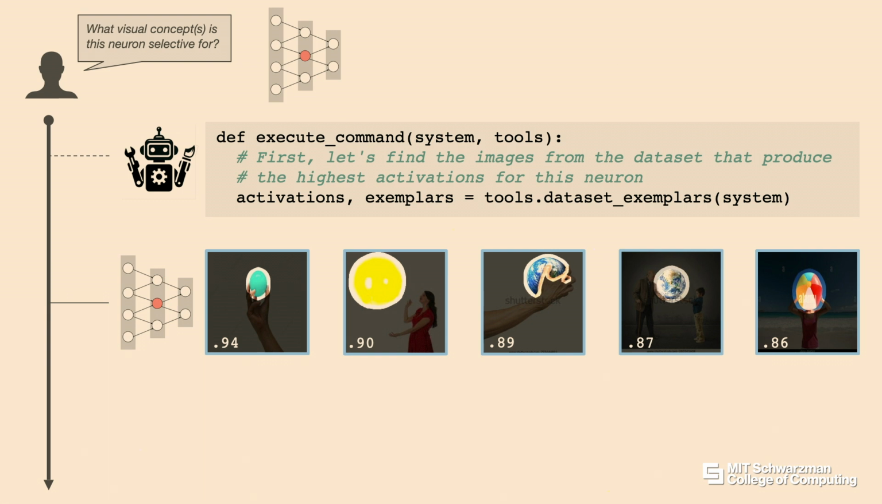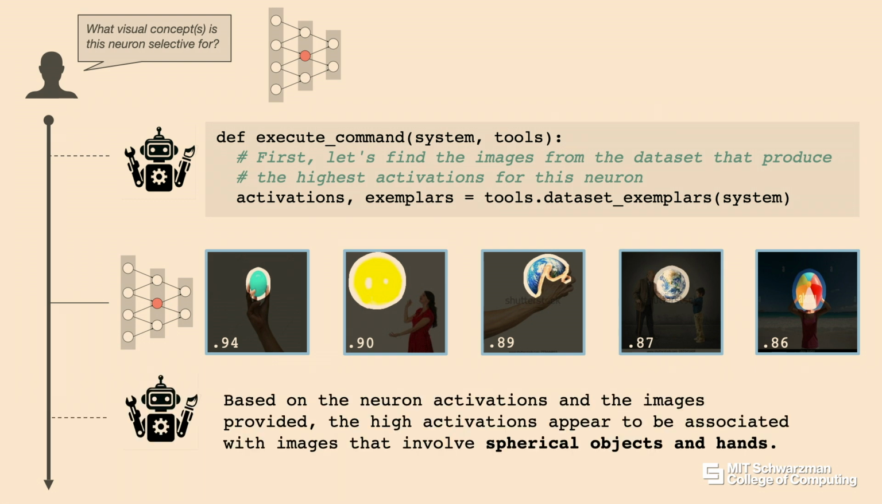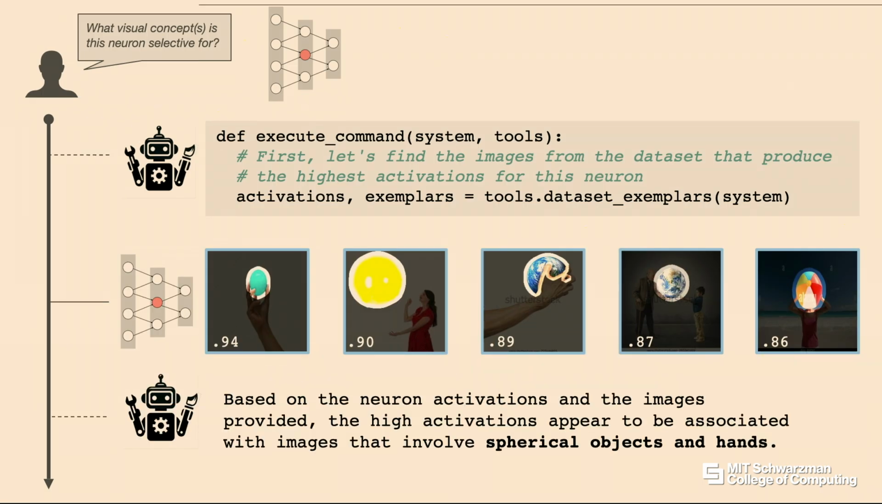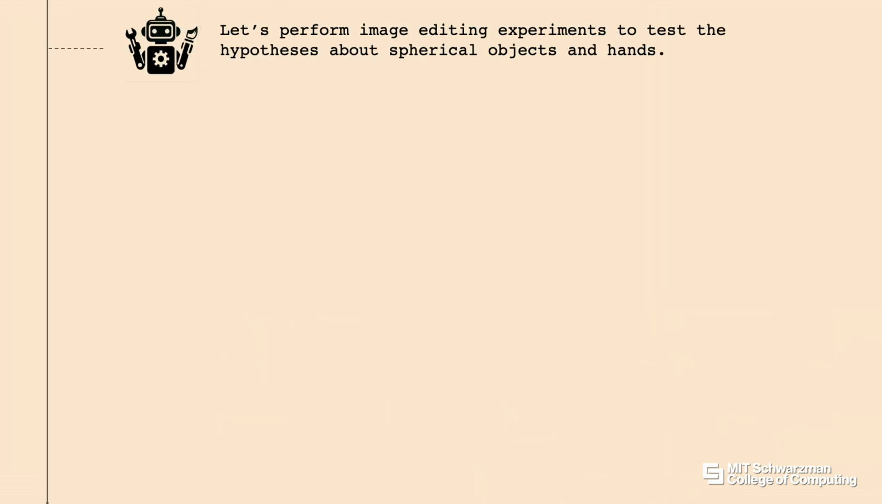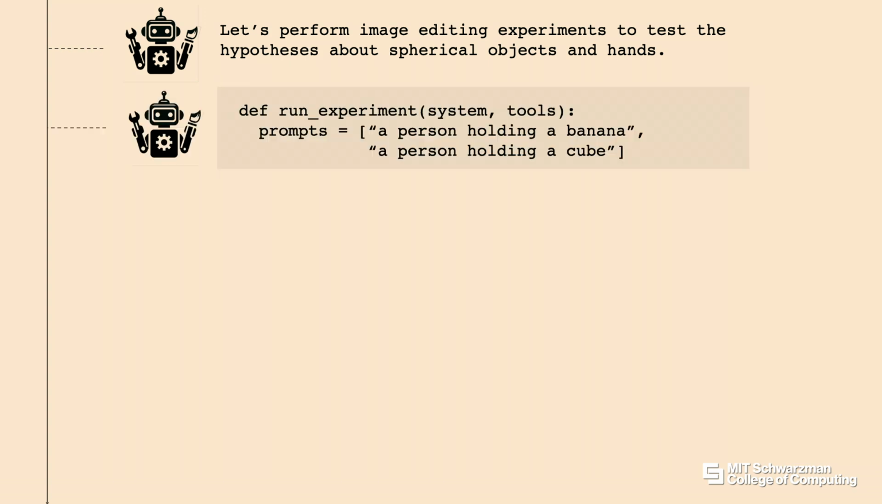But in fact, Maya looks at the images, and it concludes that these images seem to be showing spherical objects interacting with hands, which, if you pay attention to the images, you will see that there is a hand always over there, not in the selected area, but just nearby. So then it says, well, let's actually check if this is true. Let's perform some editing experiments to test this hypothesis. So it runs the following experiment. It uses 2 prompts to create 2 images, a person holding a banana and a person holding a cube.